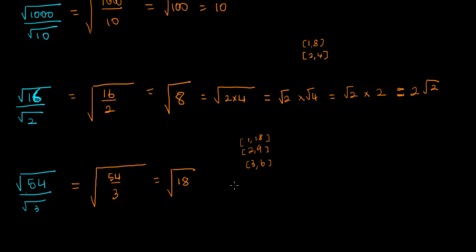So instead of writing square root of 18, I can just re-express this as the square root of 2 times 9. Which, of course, is the same as square root of 2 times the square root of 9. Which, of course, is 3 square root 2.